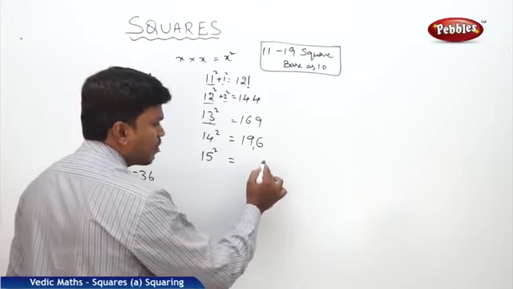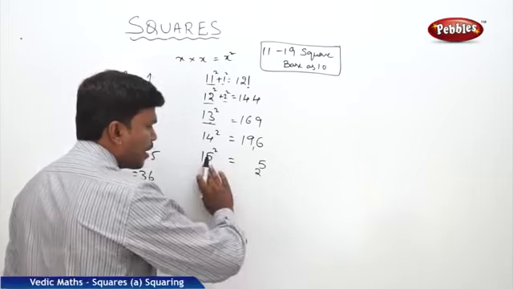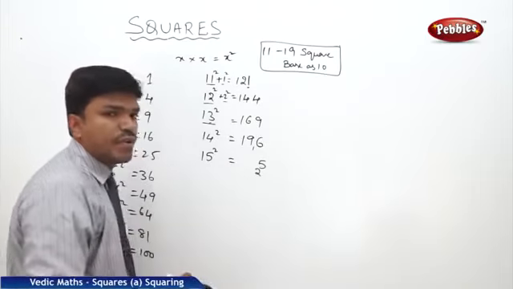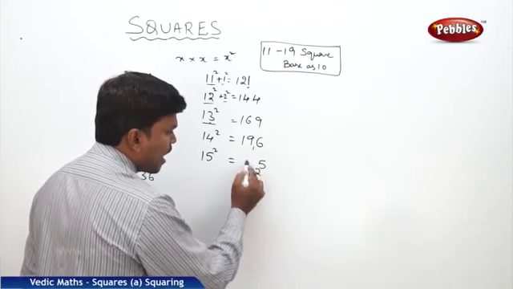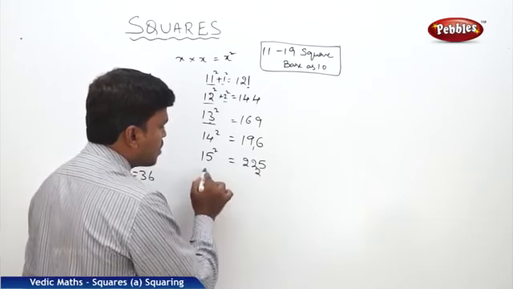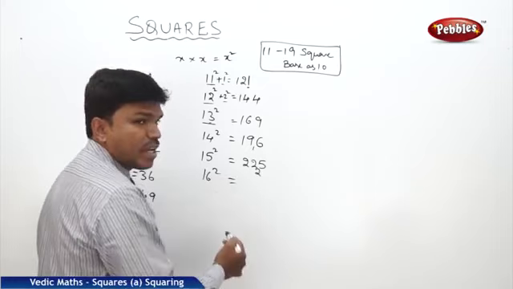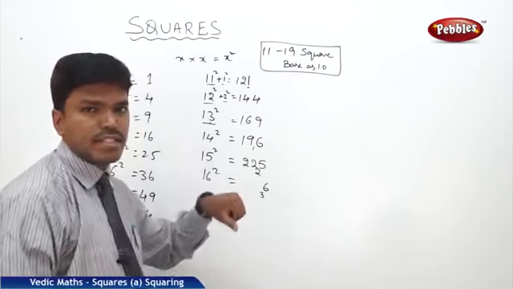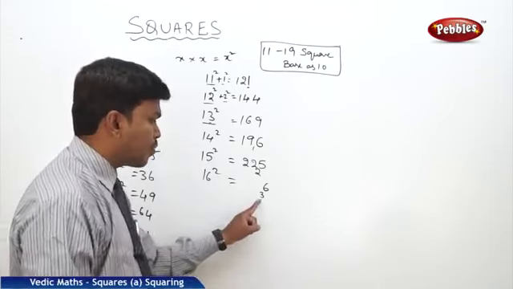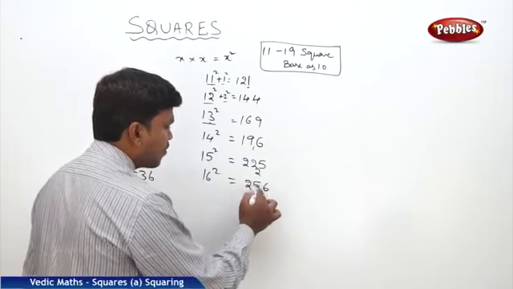Similarly you tell me 15 square. 5 square is 25. Drop 5, carry 2. 15 plus 5. What is 15 plus 5? 20. So 20 plus 2, the carry, 22. 16 square. 6 square 36. So drop 6, carry 3. 16 plus 6, 22. 22 plus 3, 25.